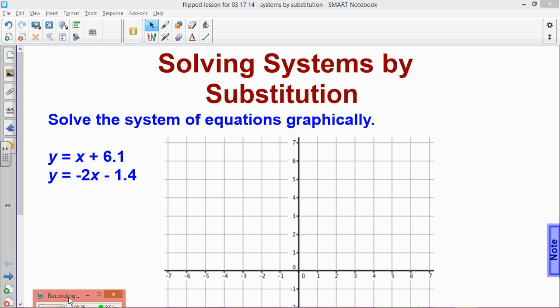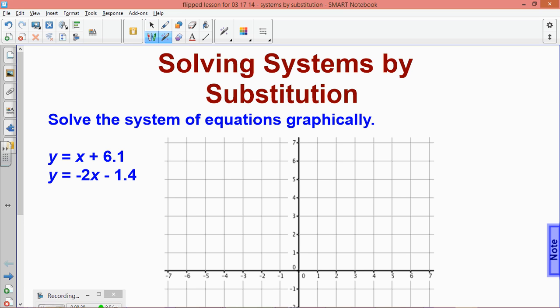We still want to do the same thing. We still want to find the point where two lines intersect. But what happens if we have equations like this? y equals x plus 6.1.